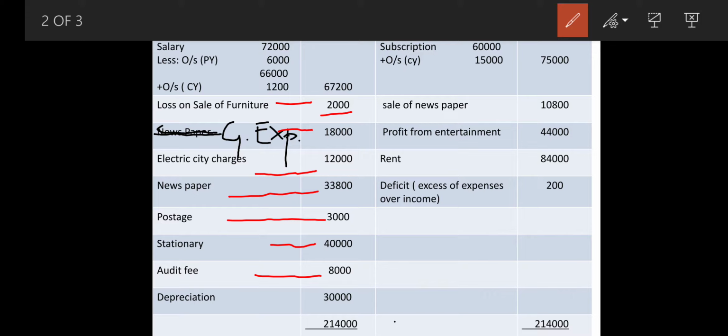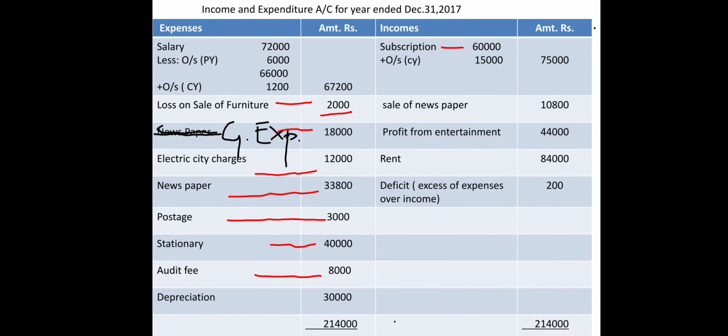Then comes your subscription. Now for this subscription, you have to pick up only current year income. Current year income is how much? 60,000. So come to your income and expenditure and there write down by subscription 60,000 in the inner column. Then of previous year 18,000, it is already cancelled. See, I had highlighted in the textbook itself when I was reading the question that 18,000 is given in the current year. Of previous year 18,000, see, in the opening balance sheet, outstanding subscription 18,000 is given and in the current year we are giving. So they are nullified. So both are giving your zero effect.